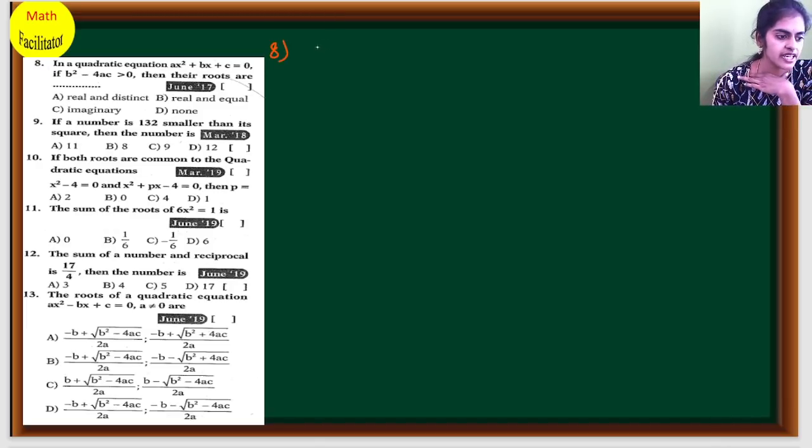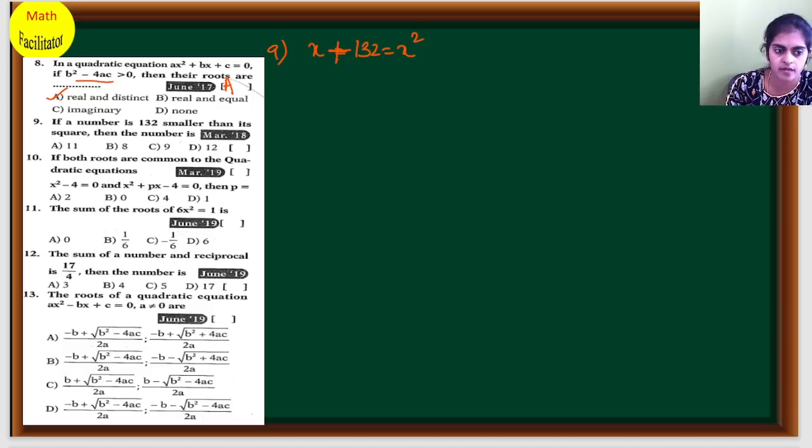Now the next question, question number 8. In a quadratic equation ax square plus bx plus c, if the discriminant is greater than 0, then the roots are real and distinct. Direct question. The number is 132 smaller than its square. Suppose I have a number, and it is 132 smaller than its square. So if I add 132 to this number, you will get the square of the number.